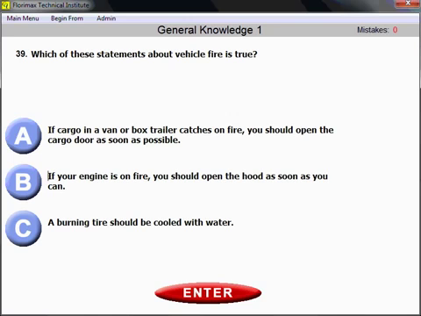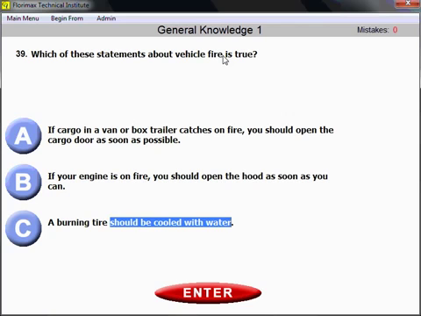Question number 39. Which of the statements about vehicle fire is true? So, please remember, a burning tire should be cooled with water. The shortest answer is the correct one here.